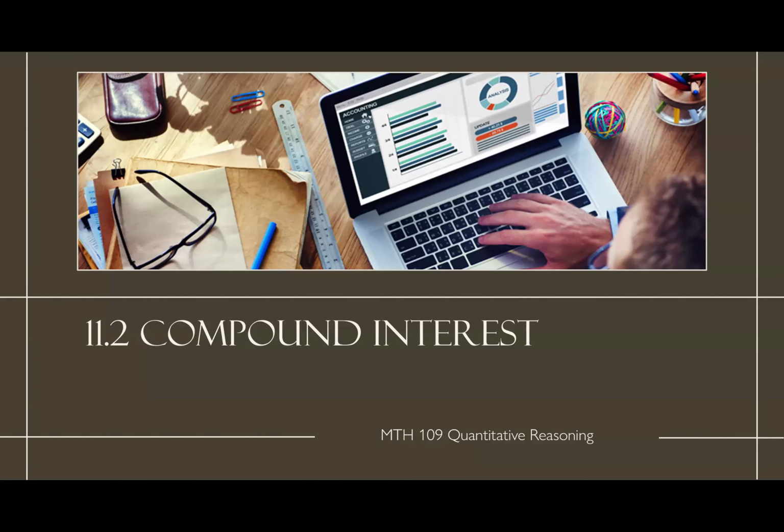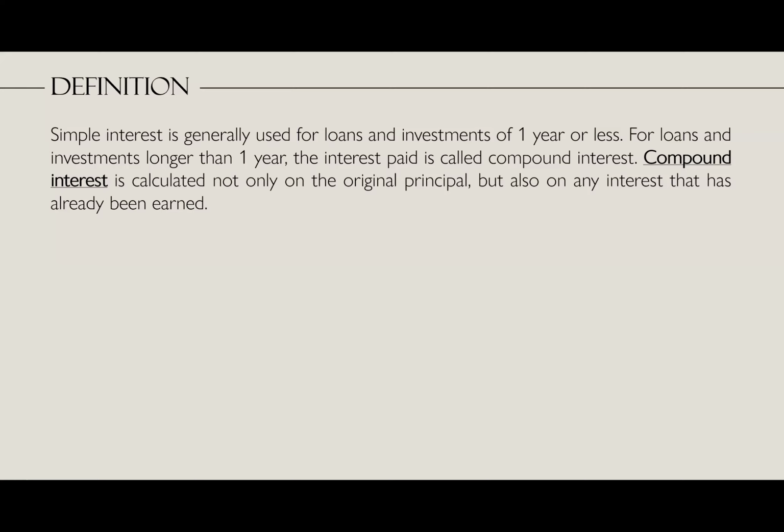All right. Let's go ahead and look at 11.2 compound interest. So, in the previous video, we discussed simple interest, and now we're going to move into our second type of compound. So, for our simple interest, typically we use those for loans and investments that are 1 year or less in length. Whenever we start talking about multiple year loans and investments, we often start discussing compound interest.